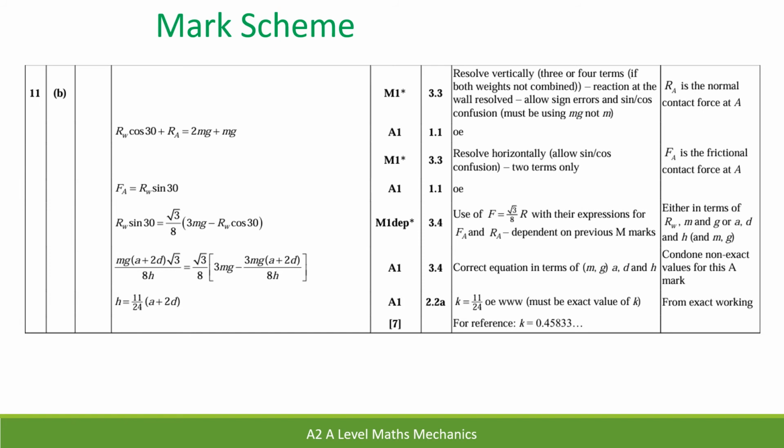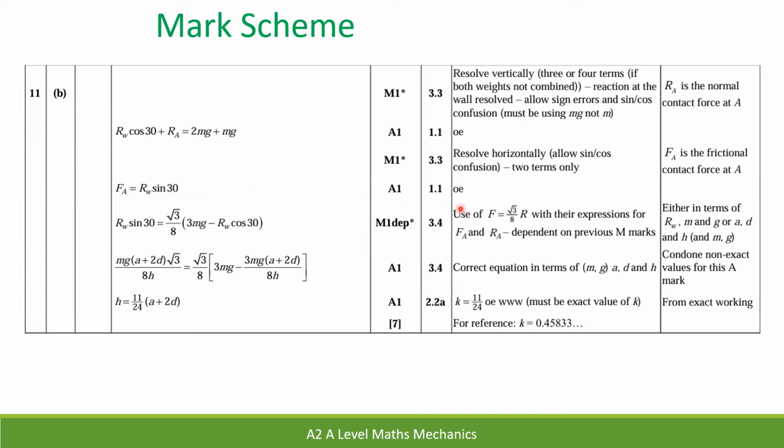The mark scheme on this question shows you've got M1, which is a method mark. The star means it is just dependent on previous answers, so you can get method marks even if you make mistakes. So you are allowed sign errors or sign or cause confusion. OE means or equivalent. A1 is an answer mark, so you must come down to this form here, or equivalent, for your answer mark. M1 is another method mark for resolving horizontally. A1 is an answer mark for coming down to this stage here.